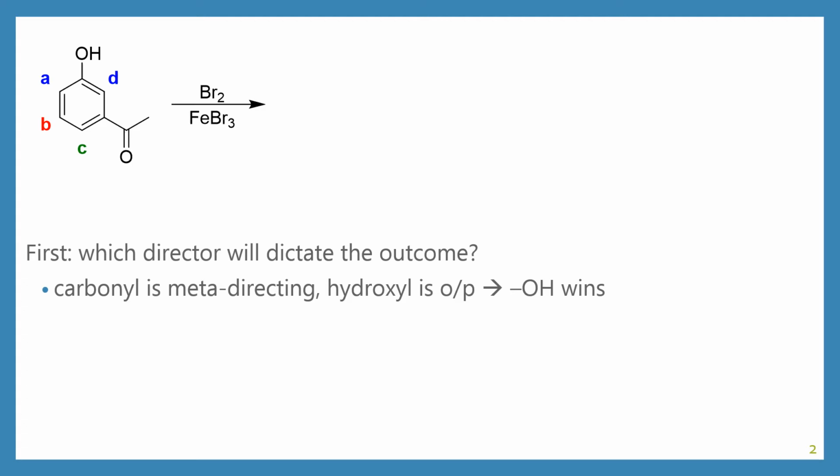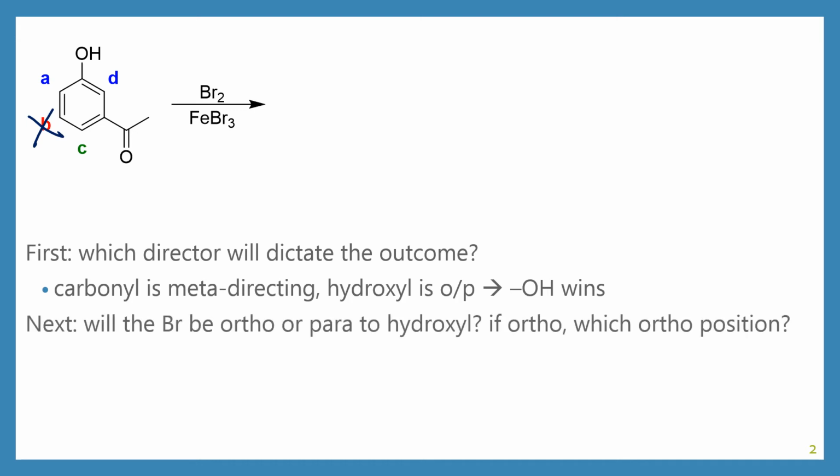So this lets us eliminate a position already. If the carbonyl were in charge, the product would end up substituting in the B position. Since the carbonyl is not going to win, we're not going to substitute in the B position. B is also meta to the hydroxyl group, and the possibility that you would put a substitution meta to an ortho-para director is very, very slim. So our next question is, will the bromine be ortho or para to the hydroxyl group? And if ortho, which ortho position?